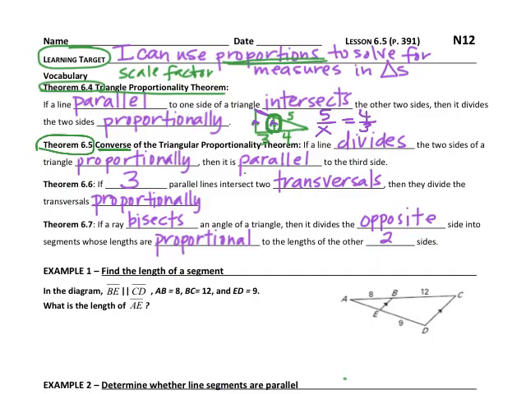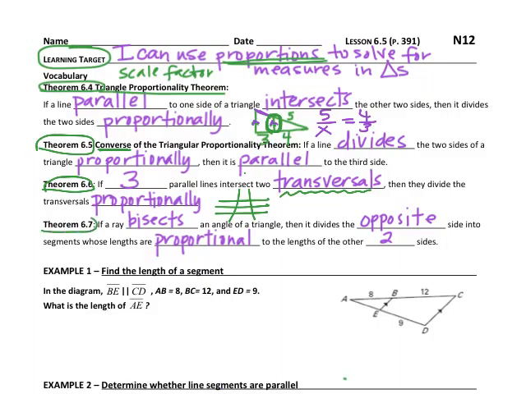Theorem 6.6 says if three parallel lines intersect two transversals. You probably remember the word transversals from way back in the first semester of our course. So if we have three parallel lines that intersect two transversals, then they divide the transversals proportionally. We're going to practice that, so you'll get to see that in action.